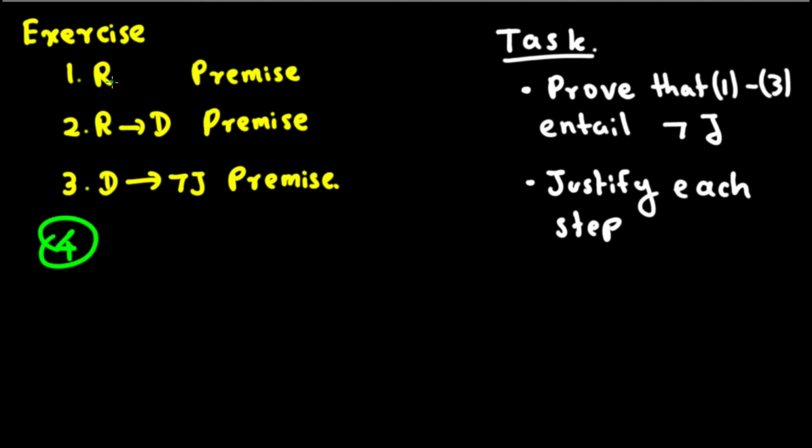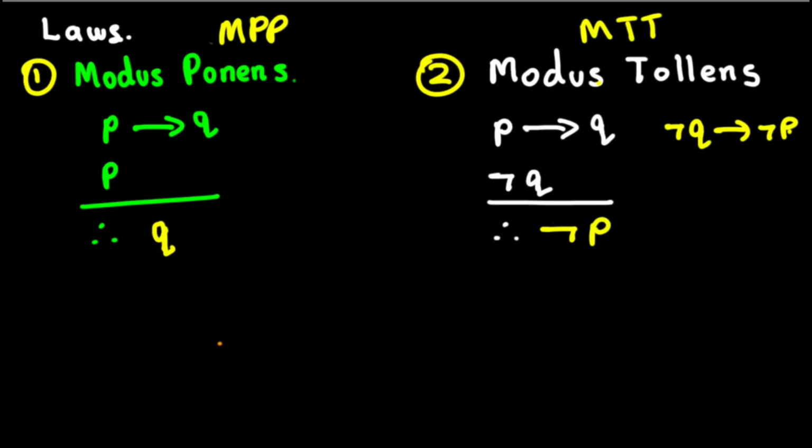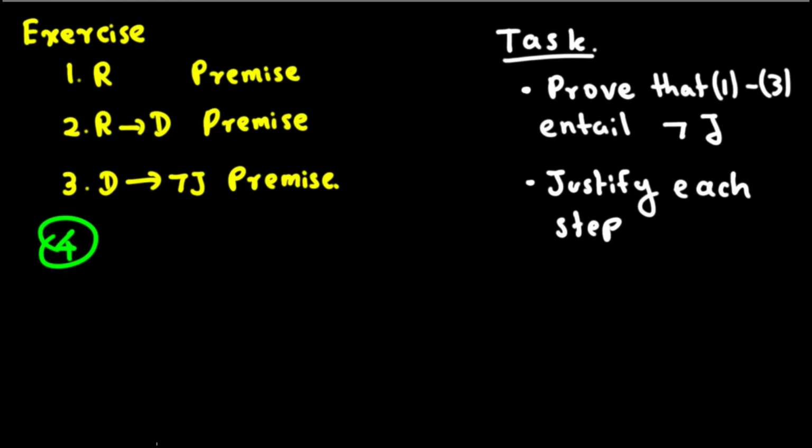Here you can see we have R and R arrow D. As we saw before, we can use modus ponens. Modus ponens says if you have P arrow Q and P, you can deduce this into whatever the arrow sticks into, that's Q right here. For this question, R arrow D, so we can deduce D, right? We are using 1 and 2, and we use the modus ponens law.